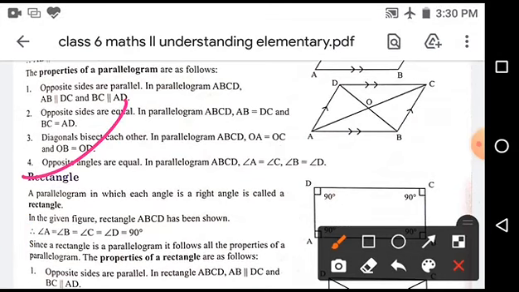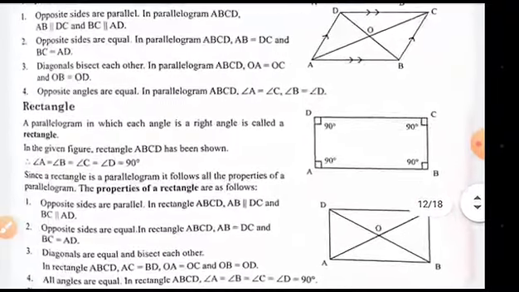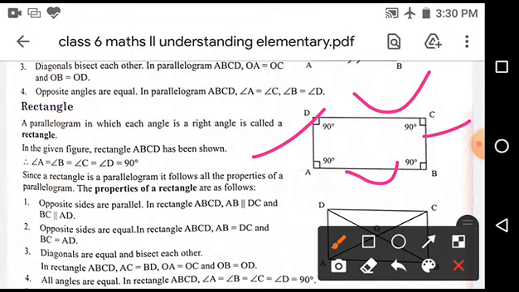Second quadrilateral is rectangle. A parallelogram in which each angle is a right angle is called a rectangle. It means that if we take a parallelogram whose each angle is 90 degrees, then we can say that this parallelogram is known as a rectangle. Clear? Okay students. Now you can see here, in a rectangle, opposite sides are equal. That means length will be equal to length and breadth will be equal to breadth. Each angle is 90 degrees. So these are the basic properties.